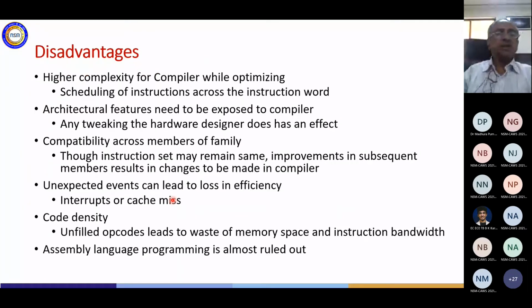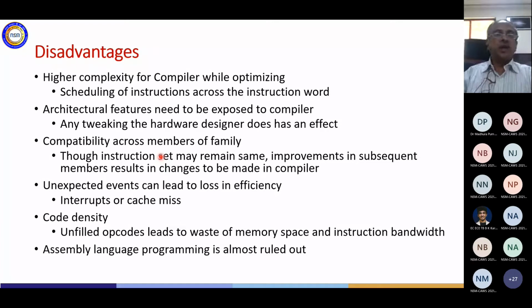There are a few disadvantages, and these are some of the reasons why it did not come into the mainstream. However, the concepts are extremely important, and in bits and pieces they are used today in all the practical processors that are being sold. So the first thing is higher complexity for the compiler, because scheduling has to be done across instructions. This is an additional burden, you can say.